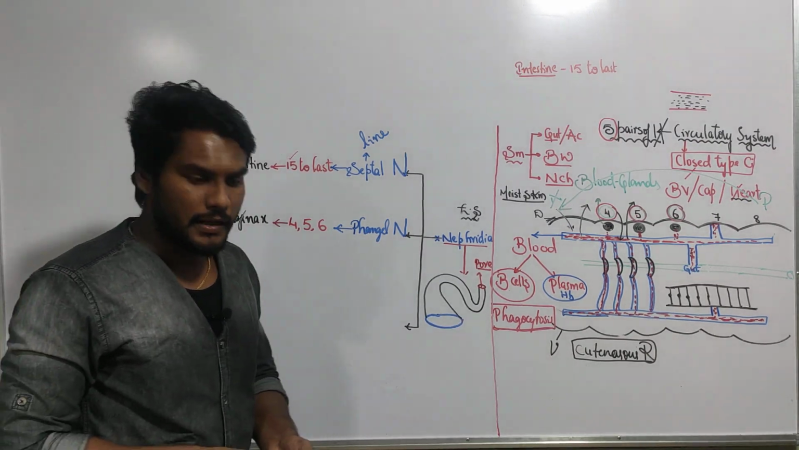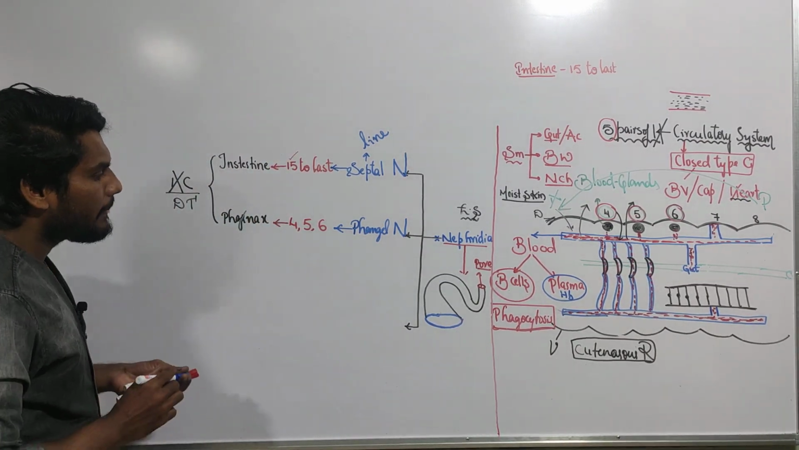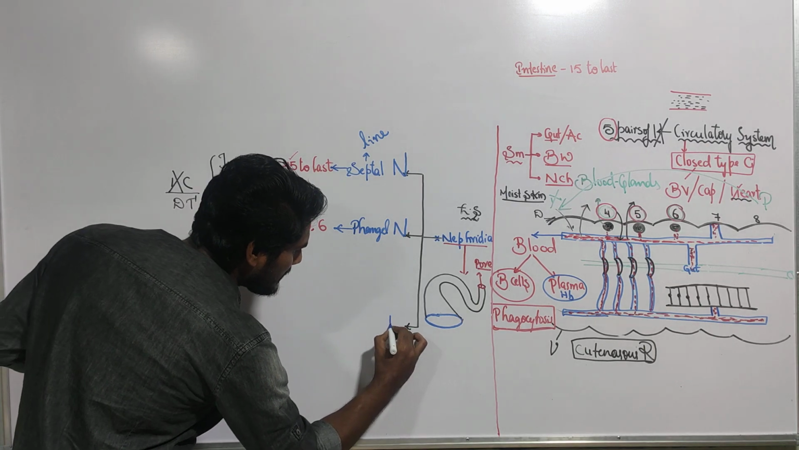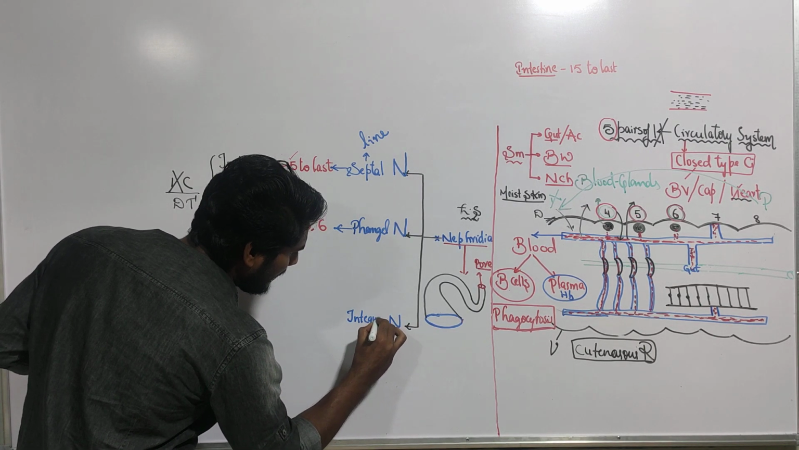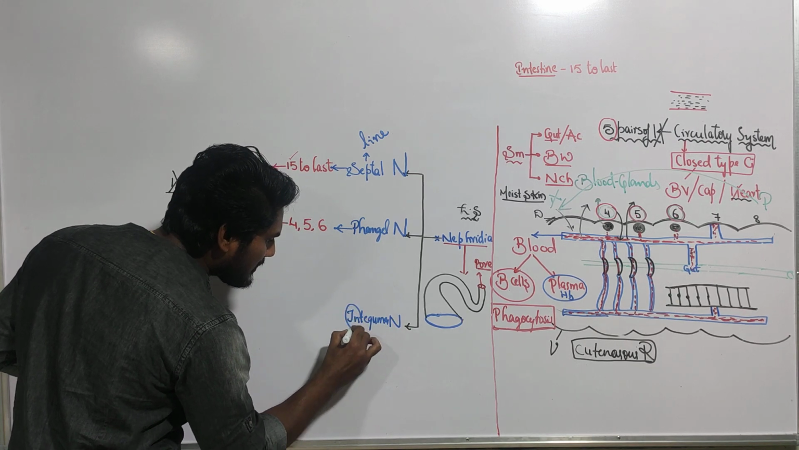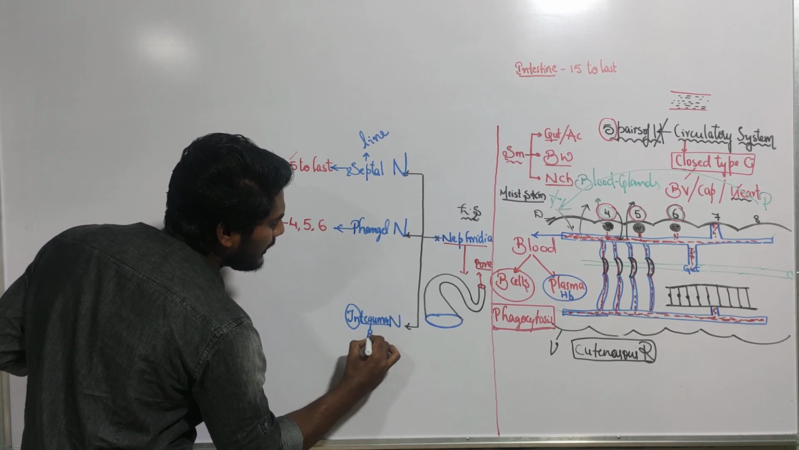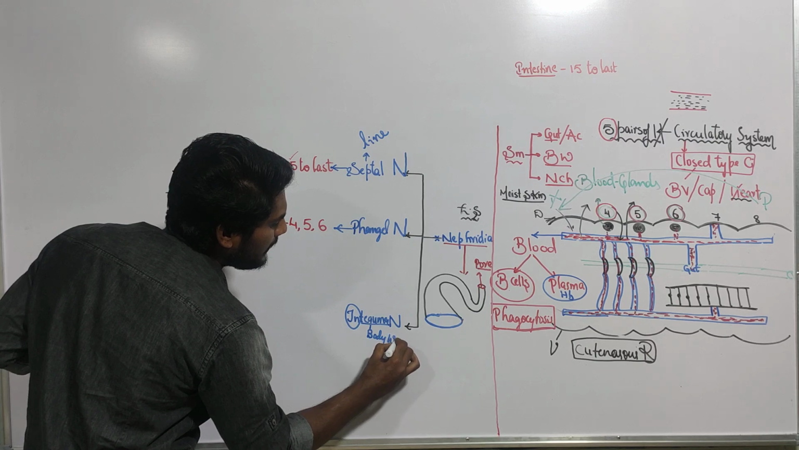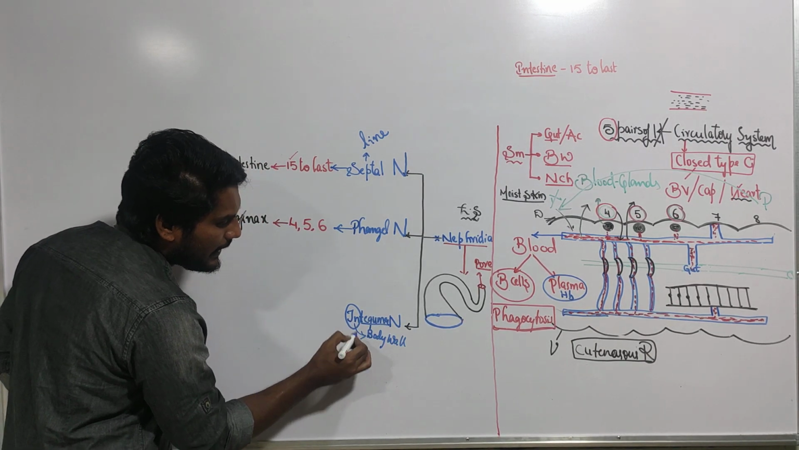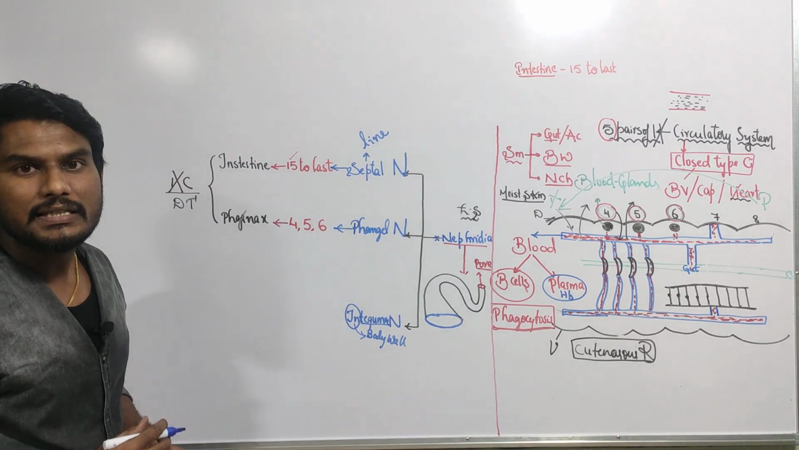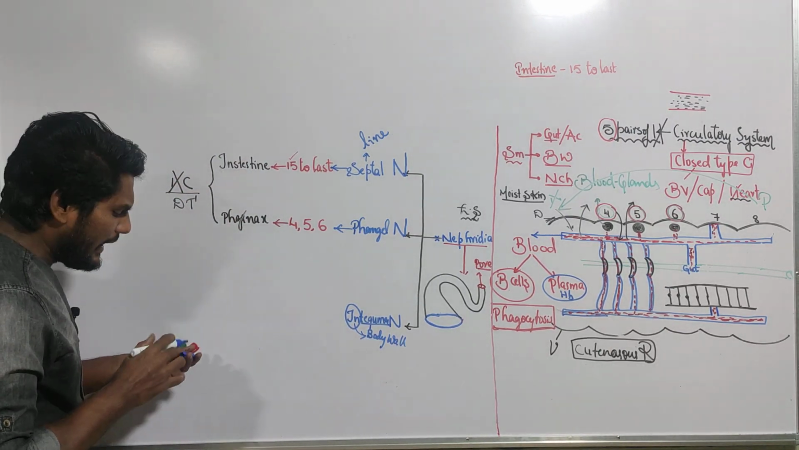Third type of nephridia. What is the third type of nephridia? The third type is integumentary nephridia. Integumentary: 'in' means inside, tegument means body wall. So these nephridia are present inside of the body wall. Okay, fine. I will give the diagram, don't worry.